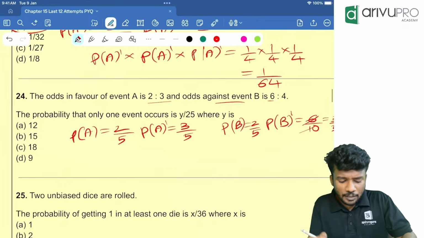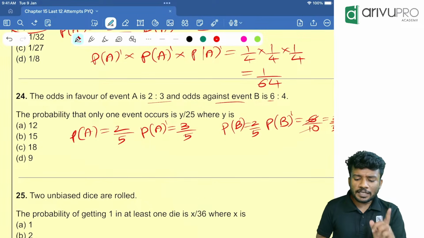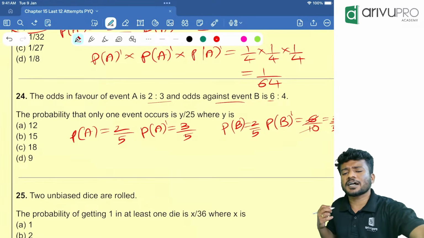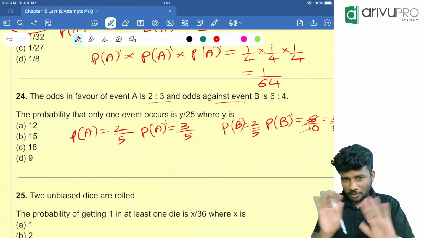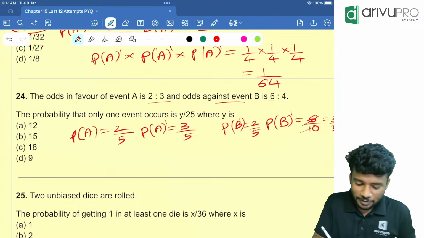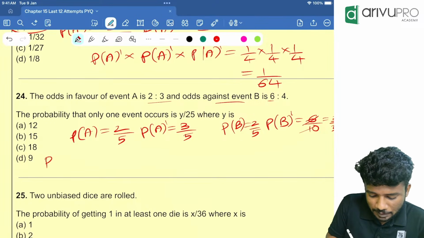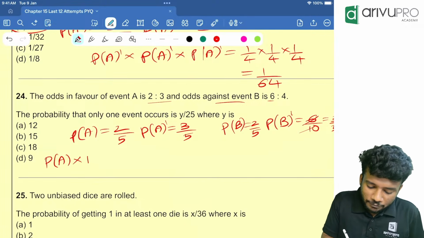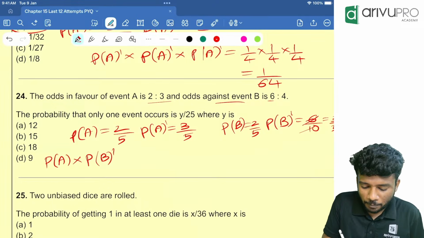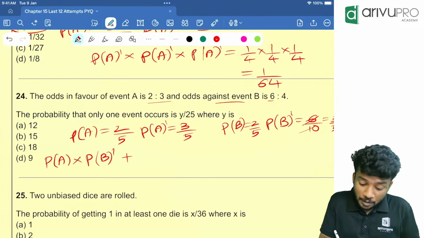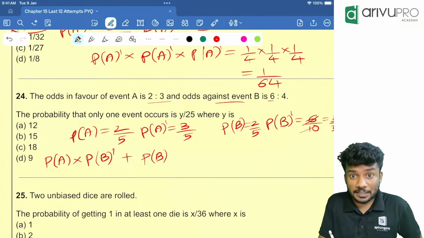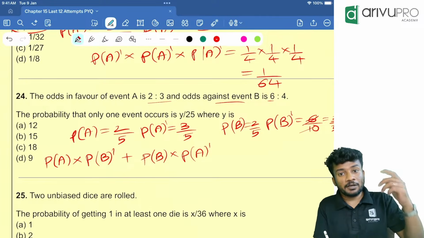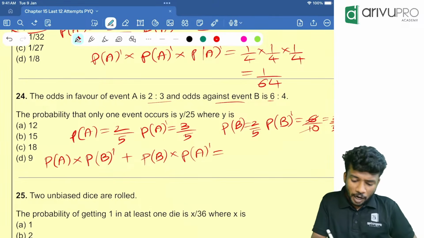So we have everything. Now the question is probability that only one event occurred. What do you mean by probability that only one event occurred? That means if A is occurring, B is not occurring. If B is occurring, A is not occurring. So how will you write it? First one, I am taking P of A is occurring. That is P of A into P of B not occurring. Not occurring means complement. Or second case will be what? P of B is happening, B is happening into probability of A not happening. That means P of A complement, which is equal to how much as per the question?